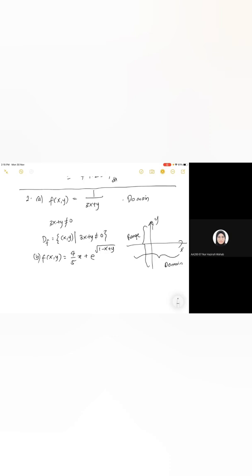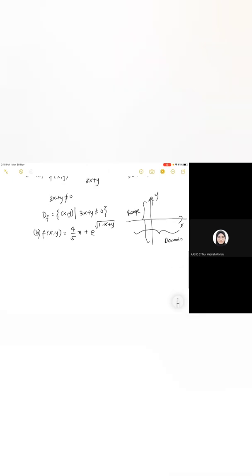So you have to look into each term. The first one, 4 over 5x. The domain for x here can be any number, negative infinity to infinity, because it is only polynomial. However, we have exponent there. So those exponent also can be taken any value kan. Kalau exponent negatif ada, exponent 0 ada, exponent positif pun ada. So to look into domain, you tengok macam ni aja. Negative part, the 0 part, and the positive part.